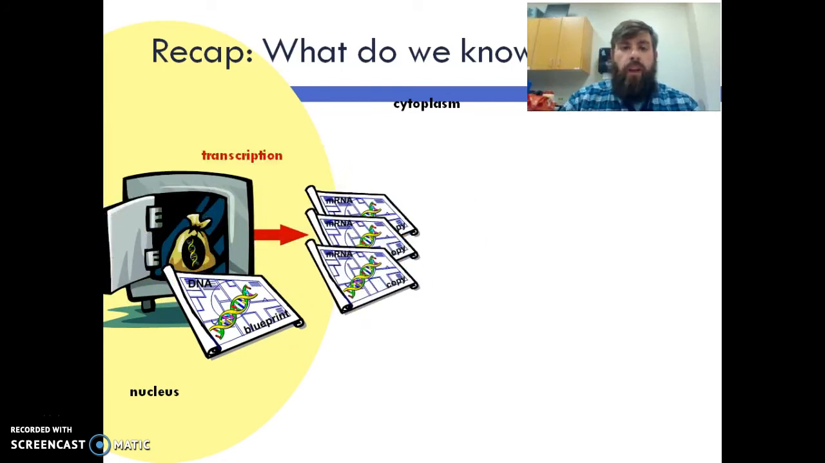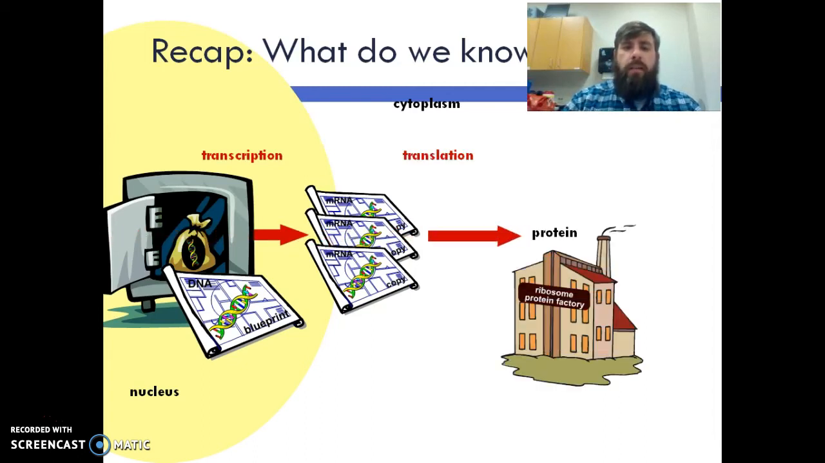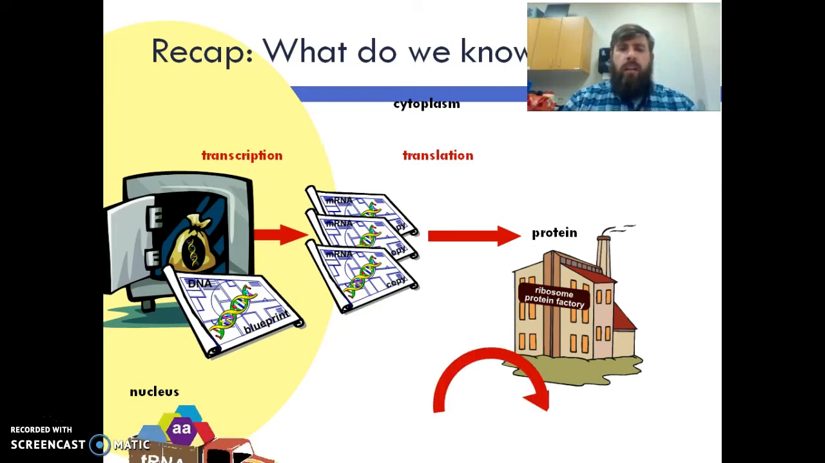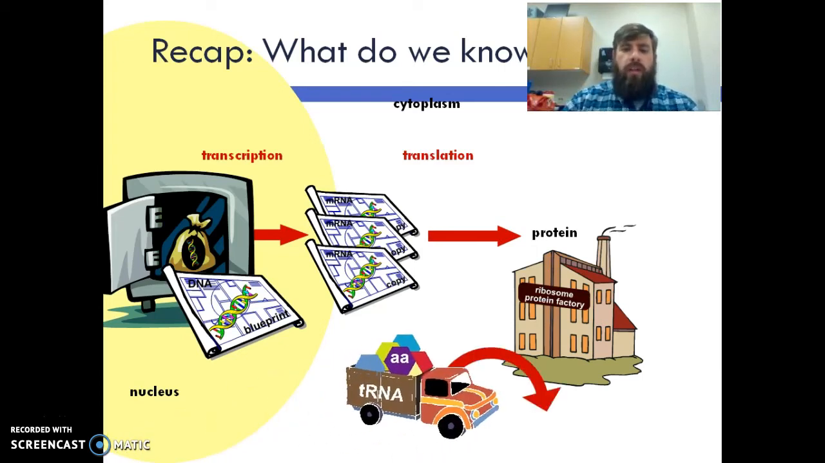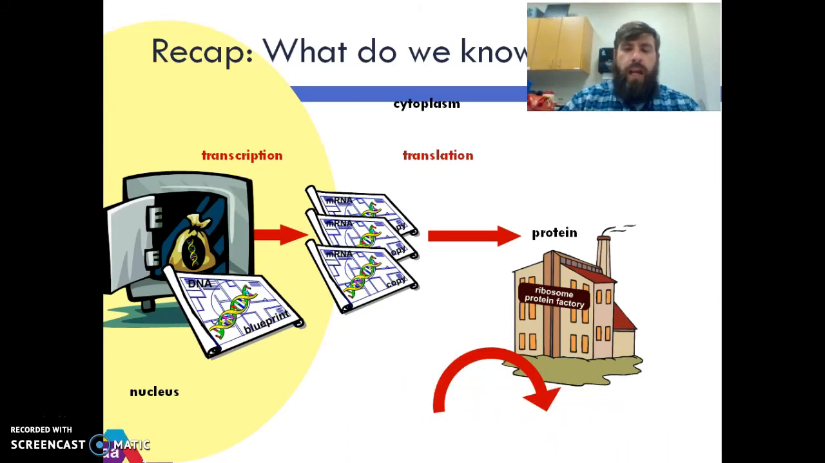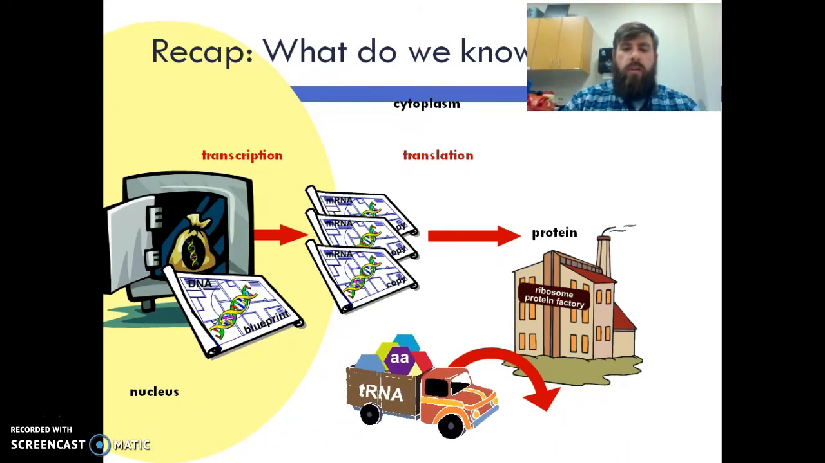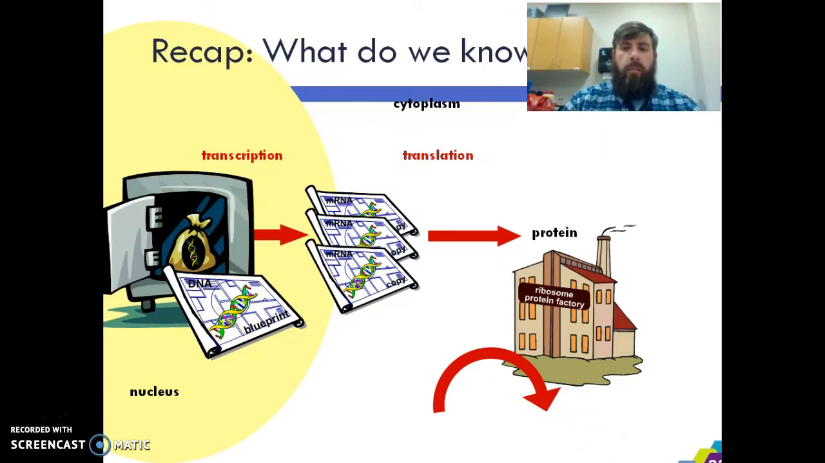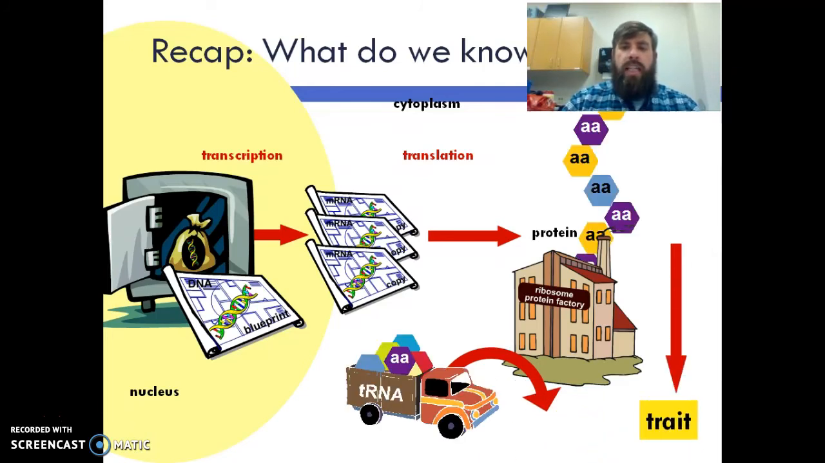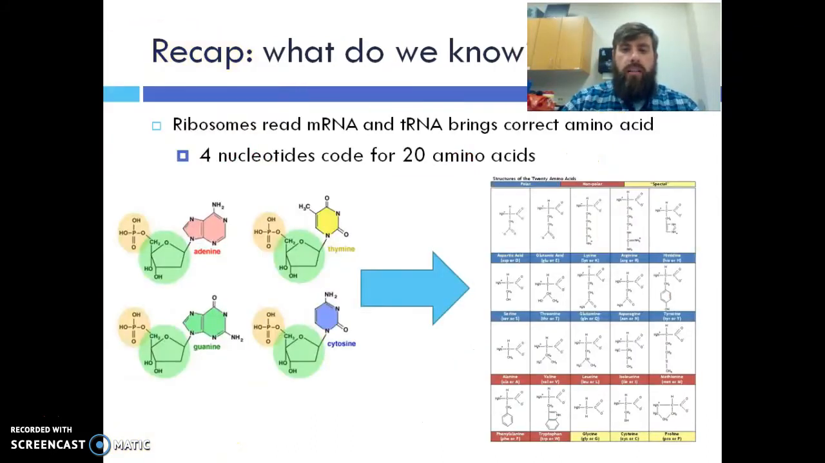So, another recap. Whew, lots of recaps. So, DNA is stuck in the nucleus. We need transcription to make mRNA. Done. We are going to take that mRNA and translate it in our protein factory, the ribosome. The ribosome factory is going to need a little bit of delivery to help it out. So we have these tRNAs that are going to bring in the amino acids to help build that protein. And in the end, all those amino acids are going to be put together to build our trait.